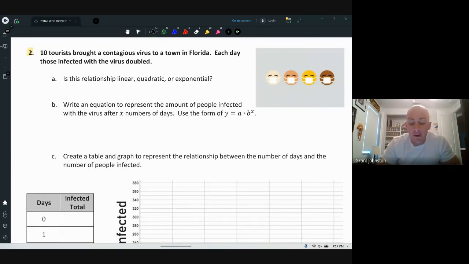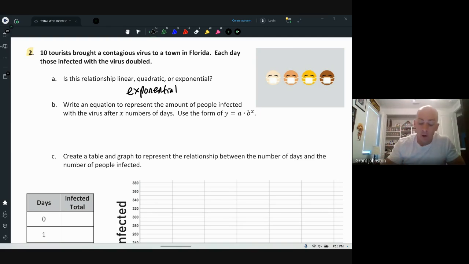10 tourists have brought a contagious virus to a town in Florida. Each day, those infected with the virus doubled. Is this linear, quadratic, exponential? So if we're doubling, that means we're multiplying by 2 each time. That's going to be exponential. Write an equation to represent the amount of people infected with the virus after X number of days. Use the form y equals a times b to the power of X.